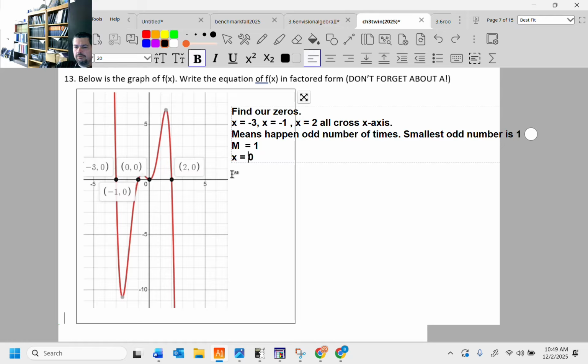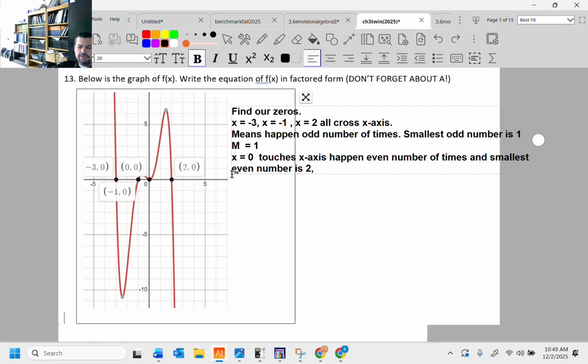X equals 0 touches the x-axis. So that means it happens an even number of times. And the smallest even number is 2. It's actually 0, oddly enough. But anyways, so the multiplicity is 2.